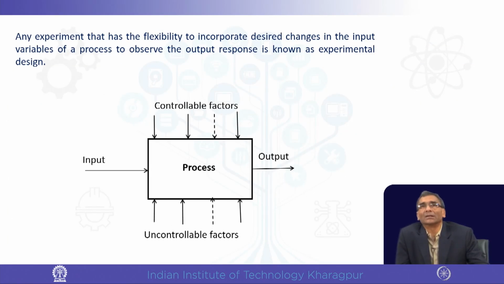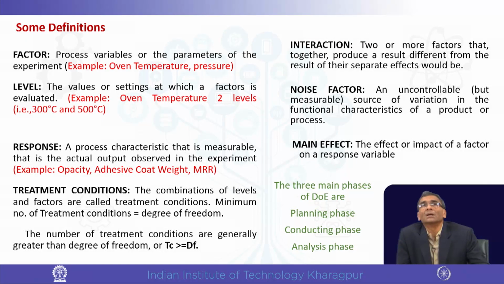So this is a general format. You know that input, process, output, there are controllable factors and uncontrollable factors. Uncontrollable factors are the noise that we have said. I have already given you the definitions of factors and levels. You can always check the data. Response is the outcome, the result.